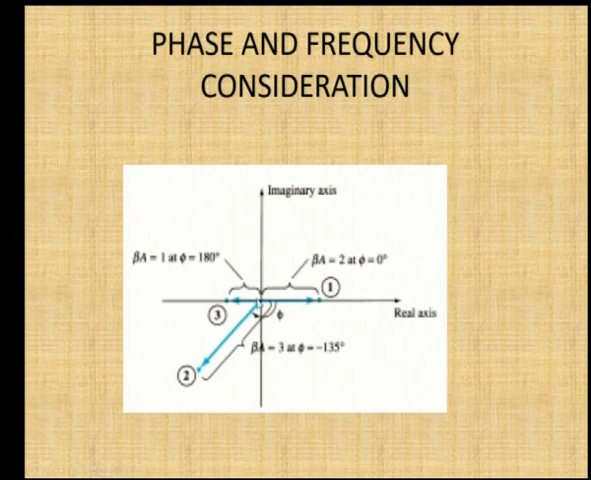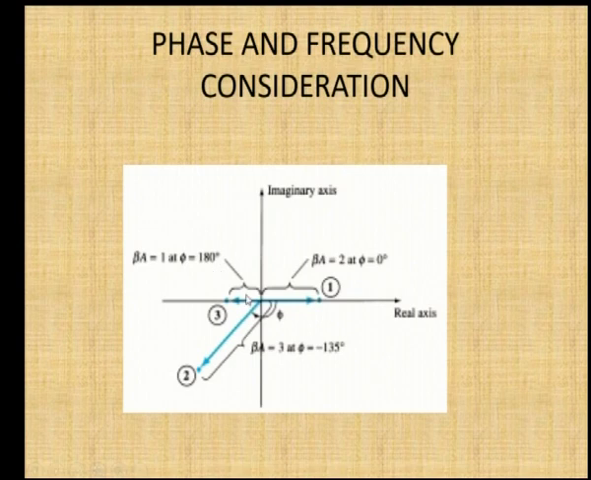When you see the graph, it is plotted here. And the next value is beta A equal to 3 at the phase angle minus 135 degree. So, this minus 135 degree is the phase difference between the input and output. So, from here, this represents the phase minus 135, and 3 is plotted here. So, this is point number 2, that is the second point of beta A at the phase angle, whatever it may be. And the third point, beta A equal to 1 at phi equal to 180 degree.